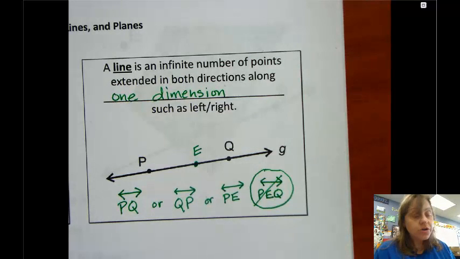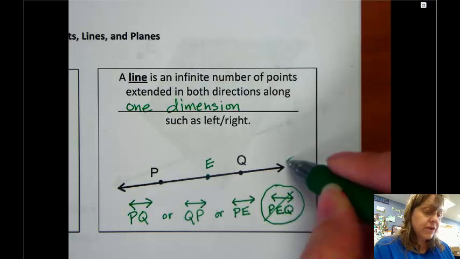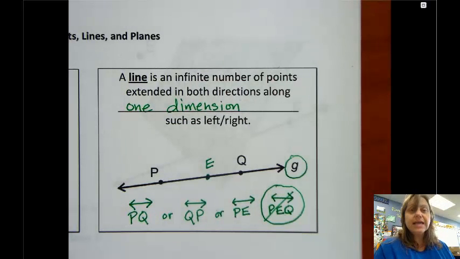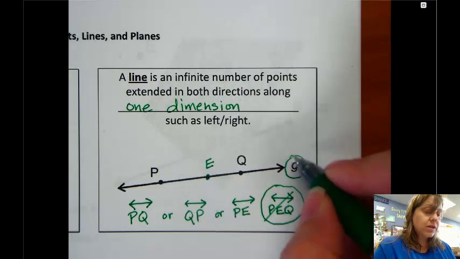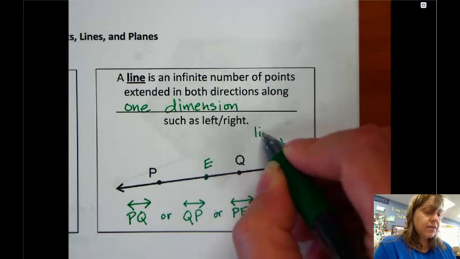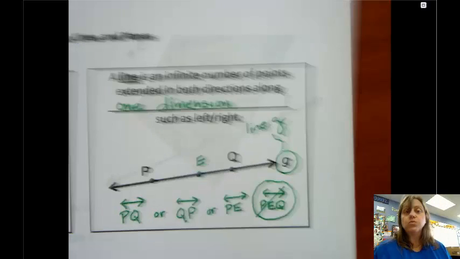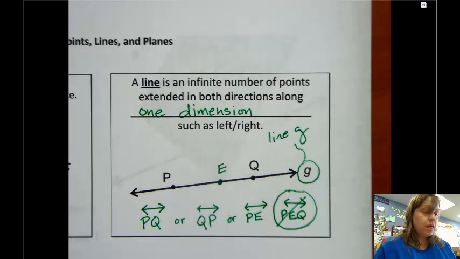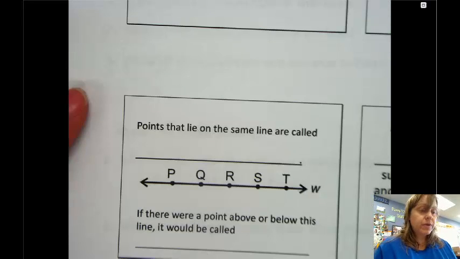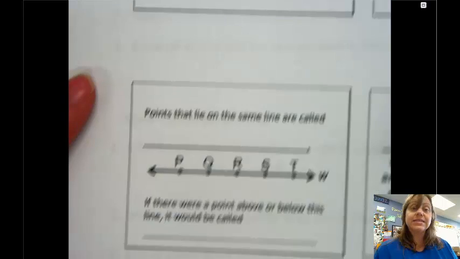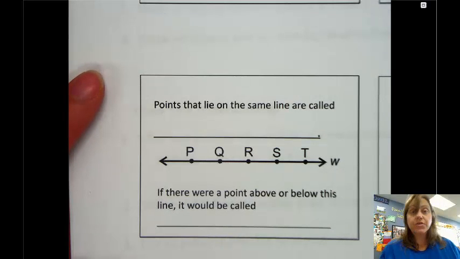Now, there is an alternative way to name it. You see this little g right here, lowercase g. You'll see that sometimes. And if you do, then you can name it line G. That's just naming the entire line as one object. Okay, now, something before we go on. Points that lie on the same line. There's a name for that, and the name is collinear.